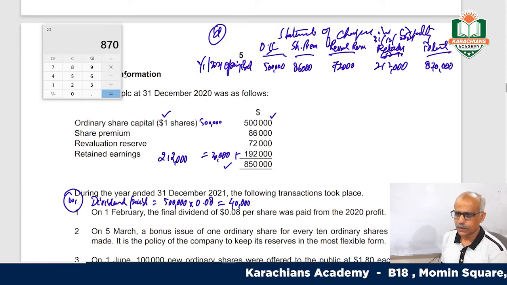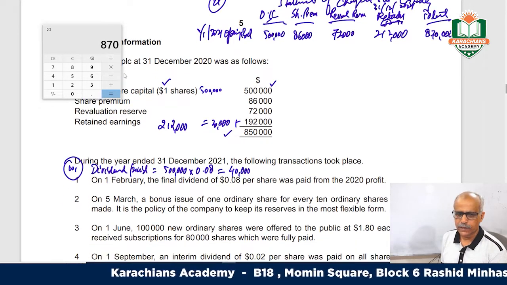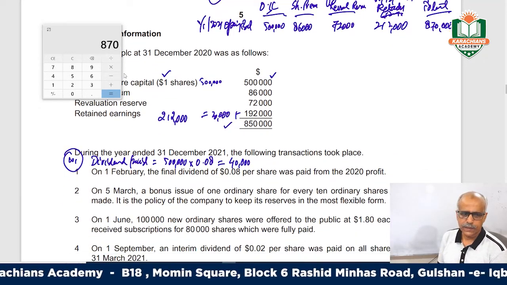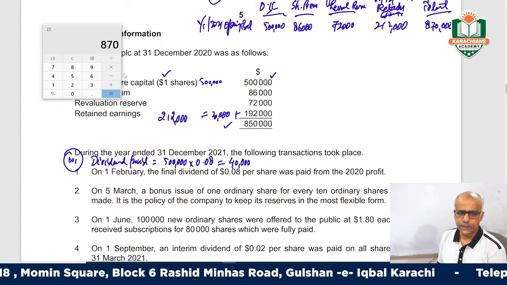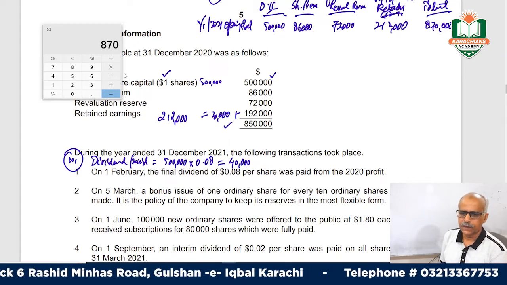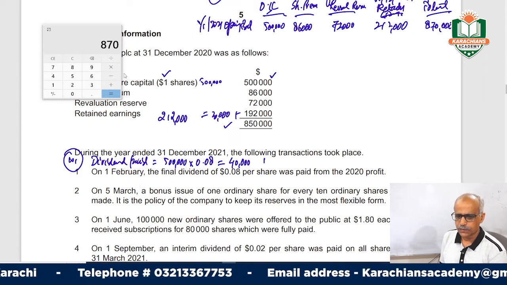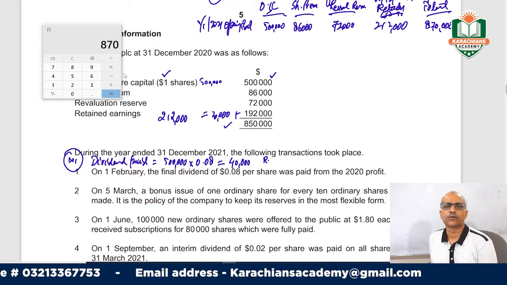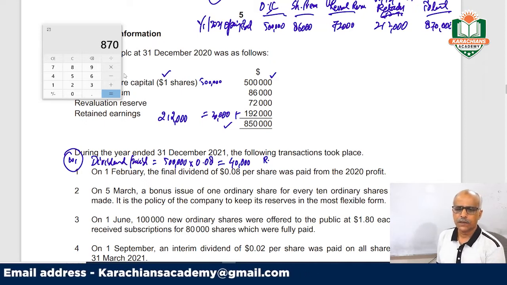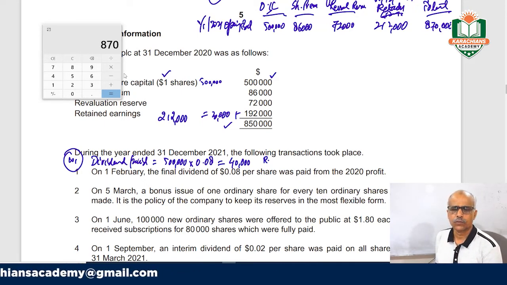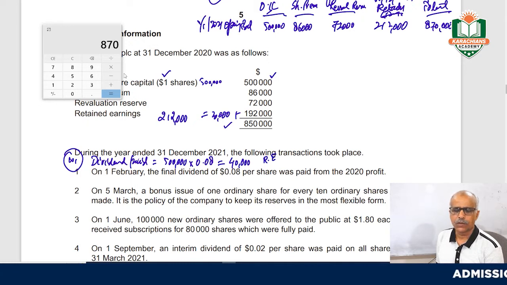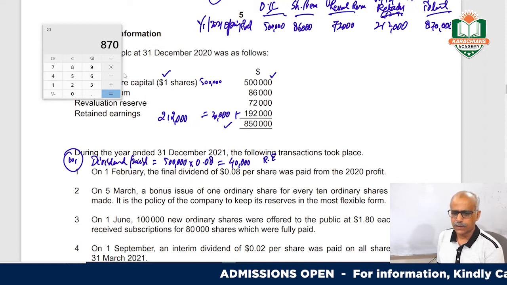Then we move on and put all the entries accordingly. What he is saying is the dividend paid. When we pay the dividend, you are not supposed to make the entries, but I am making them just to make your concepts clear. This is paid from the last year's profit. So retained earnings debit, and how much?